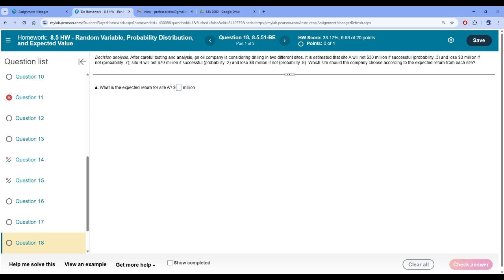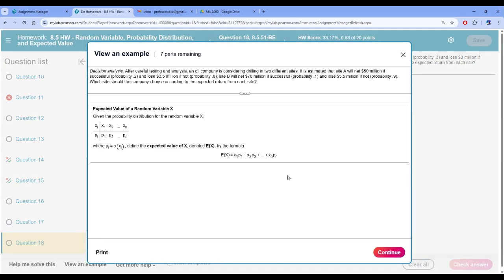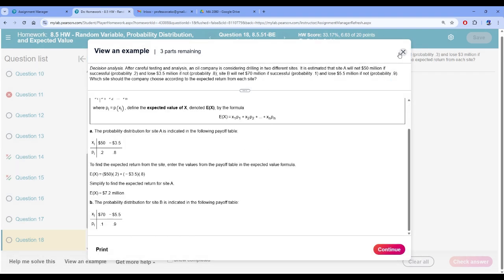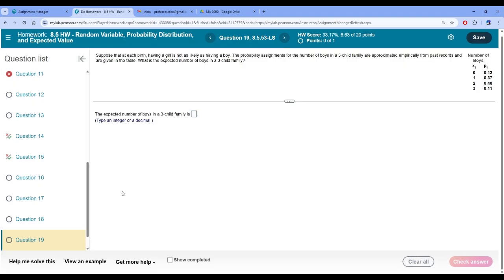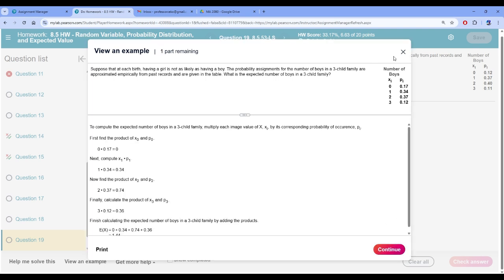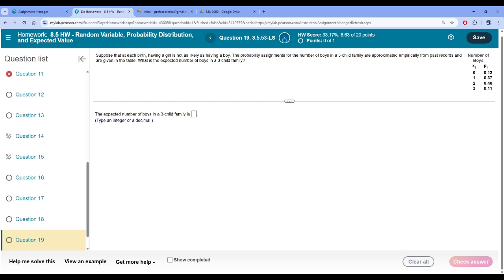After carefully testing analysis, an oil company is considering drilling in two different sites. If not successful, the company will lose $3 million. Which site should it pick? View an example is there. They find the expected value. Good to go. Oh, another one with a view an example. So the expected number of boys in a three-child family. You find all the probabilities. You multiply them. Just work through it. Cool.